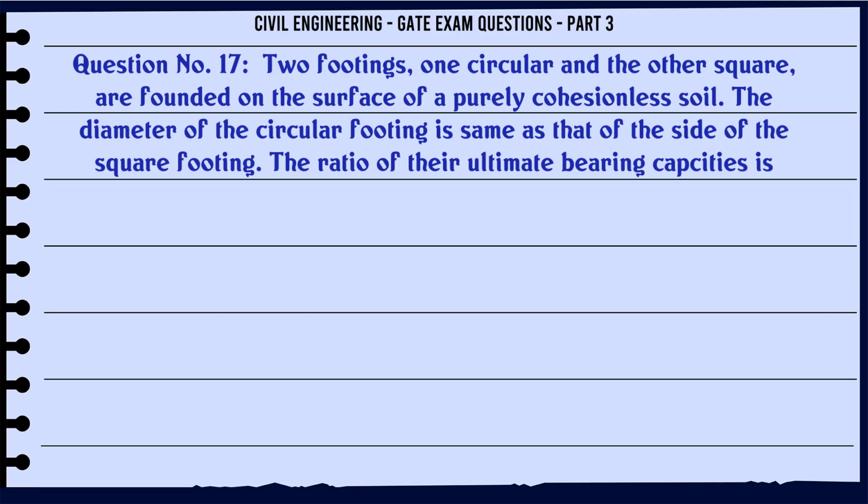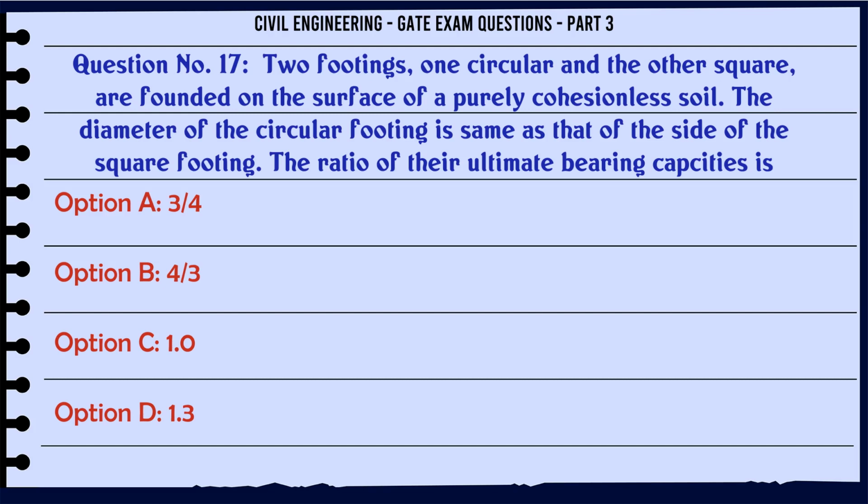Two footings, one circular and the other square, are founded on the surface of a purely cohesionless soil. The diameter of the circular footing is the same as the side of the square footing.